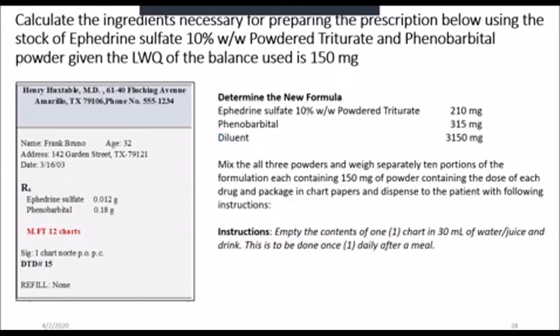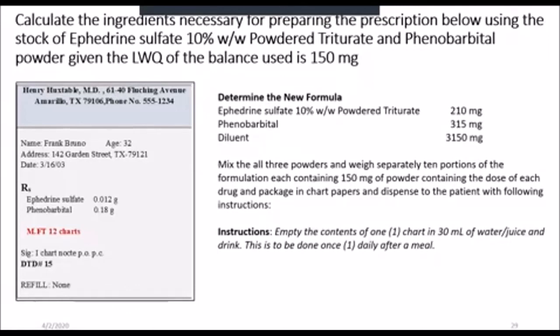So your new formula is going to look like this. Ephedrine sulfate 10% powder triturate. Recall you use 210 milligrams because this 210 milligrams will contain the 21 milligrams of ephedrine pure drug. And you also used 315 milligrams of phenobarbital, and you use the rest in the diluent, whether it be starch or lactose. You mix all these three powders together using geometric dilution, and you weigh separately 10 portions of the formulation, each containing 150 milligrams of powder.